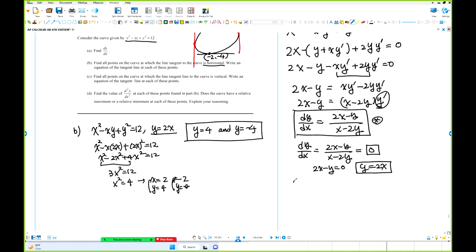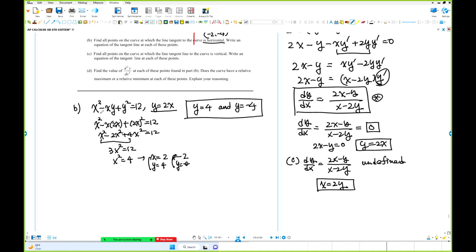Part C. The derivative dy/dx is (2x minus y) over (x minus 2y). At a vertical line, the slope is undefined, right? How can you find where it is undefined? When the denominator is 0, right? If the denominator is 0, that is undefined. So x is now 2 times y, okay? That's the relationship.